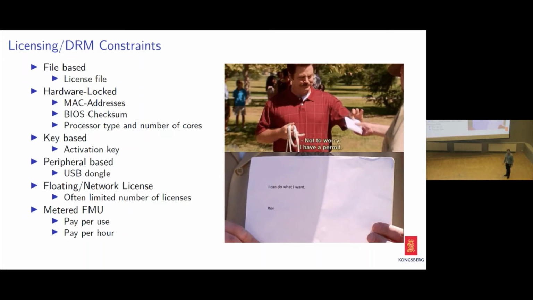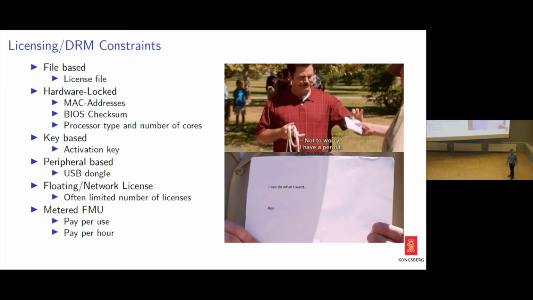You have hardware locked licenses. Maybe the FMU is locked to a specific machine based on its MAC address or some other hardware property. Then you can't run it distributed. You have to run it on that specific machine, or else it won't work. You can have key-based licenses, that's maybe a bit contrived. Think of old PC games where you had to type in an activation key to prove that you own the game. Legally, well, you can make those kinds of software locks, so they're also applicable to FMUs.